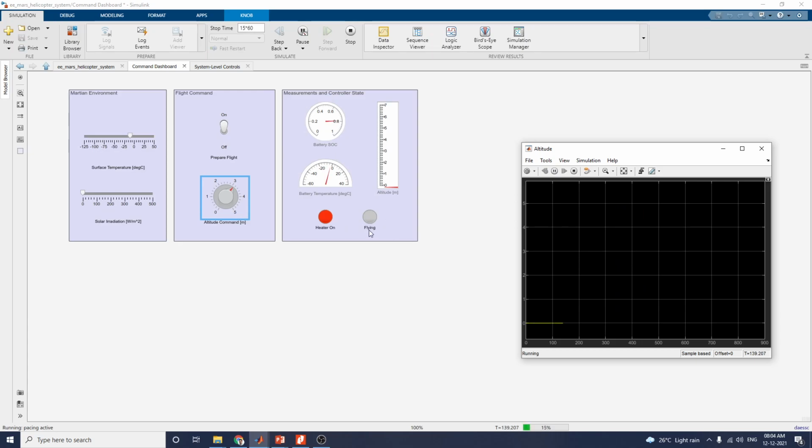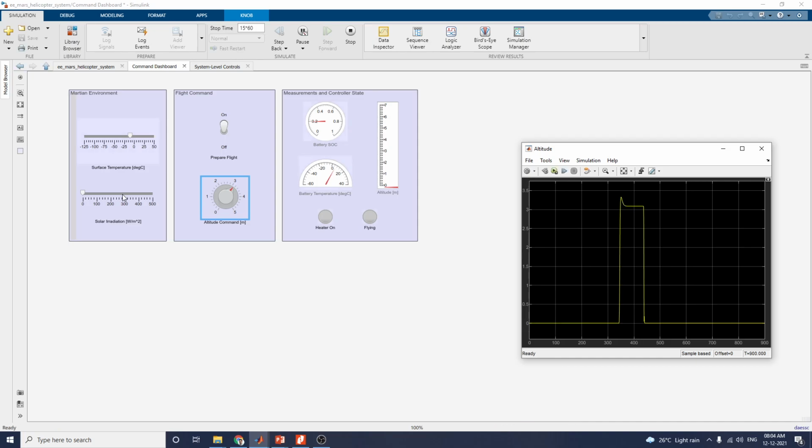At the time of flying the green line is on, it is the peak value. Now flying, it is the peak values. The attitude values are given for understanding purpose, for analysis purpose. Just you can increase the solar irradiation value and give the attitude command. What will happen, you can see with this interactive flight command.